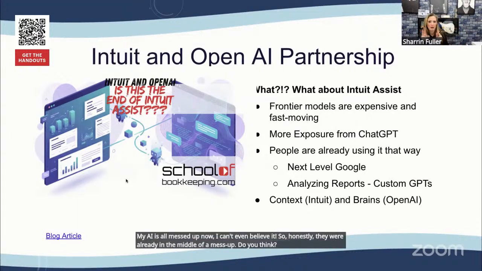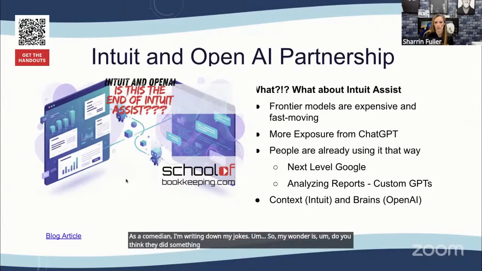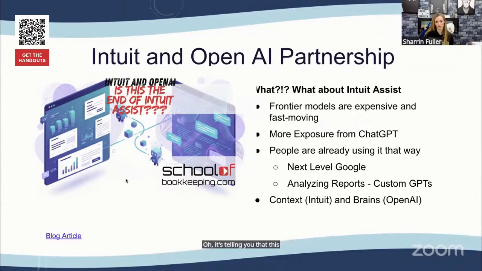Do you think, I have two opinions on this. I have opinions on everything. I have two thoughts and only three jokes. As a comedian, I'm writing down my jokes. So my wonder is, do you think they did something like this to take the pressure off of themselves? So that when they're like, oh, it's telling you this Hertz rental car is software, they can say, oh, whoops, OpenAI, we're still learning, it's them. That's my first thing.